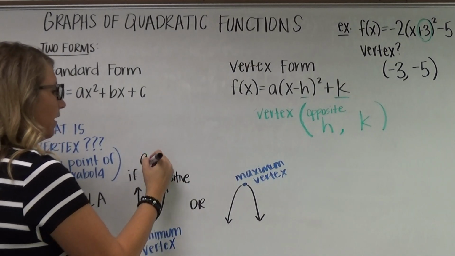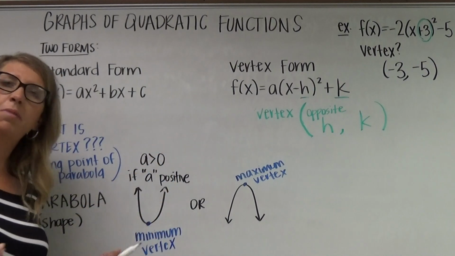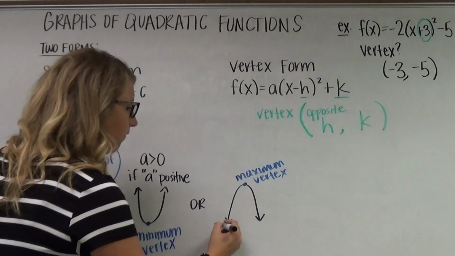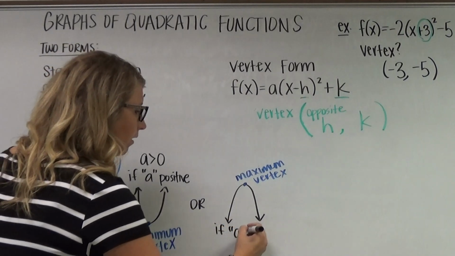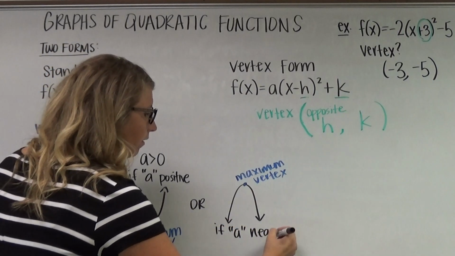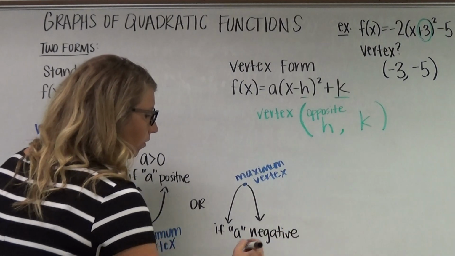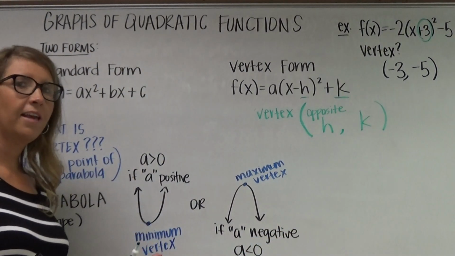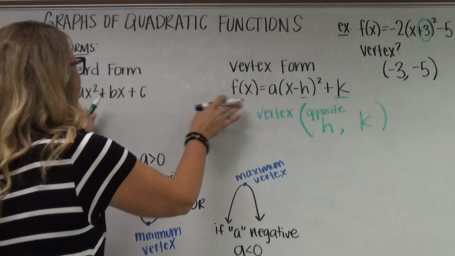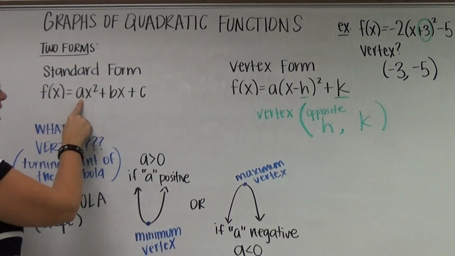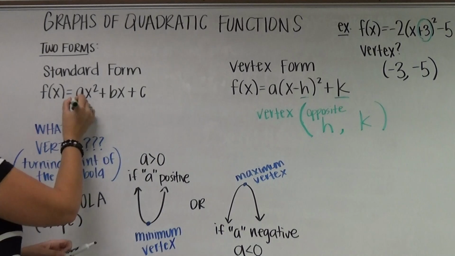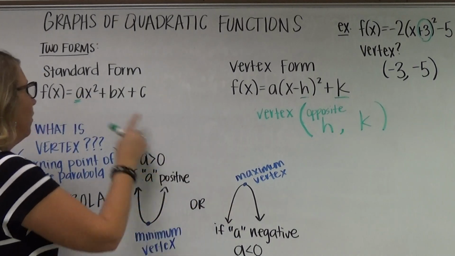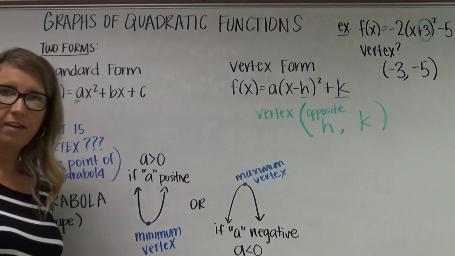Sometimes you'll see that written as a greater than 0. It simply means positive. And we have this shape if your a value is negative, or a less than 0. What is a? Well, go back up here. Both of these forms have an a. It's your leading coefficient. So right there tells me if it's this graph or if it's this graph, by if that number is positive or negative.